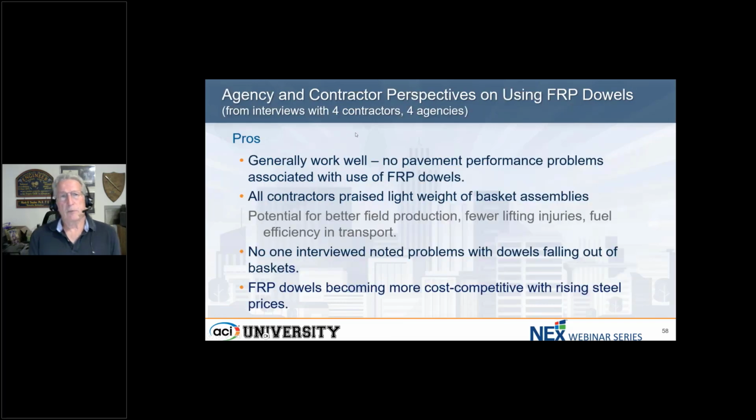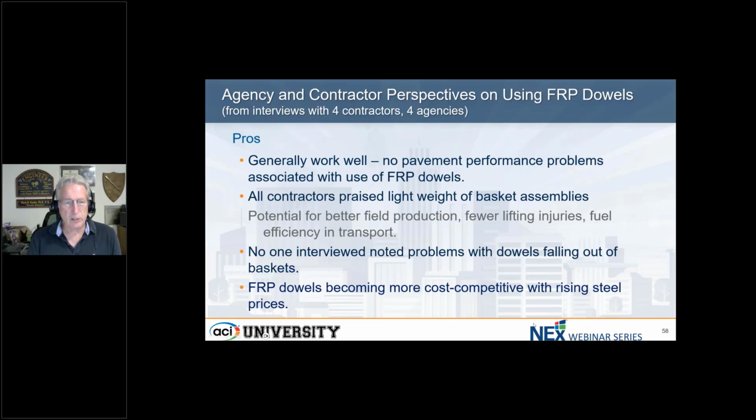In our talking to the contractors and the agencies, our interviews, here's what they had to say. In general, they liked them. They said FRP bars generally work well. They've noted no pavement performance problems. Contractors love the lightweight for the reasons I told you about: possibility of better field production, fewer lifting injuries. Some folks even mentioned sustainability, less fuel consumed in transporting and moving the dowel bars. No one that we interviewed noted any problems with dowels falling out of the baskets.